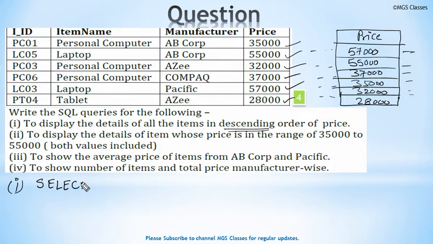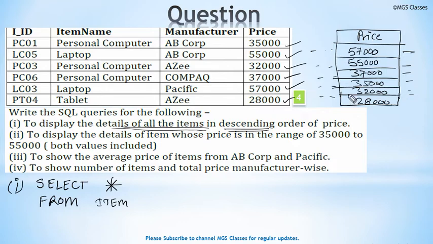So first we will write select, and then display the details of all items, means all details you need to display. Then we will use select star, and then we will write from, and then the table name is what? The table name is given, I think in the question it was given. Let me show you what it is. Item table. The name of the table is item, so we will write the table name item.